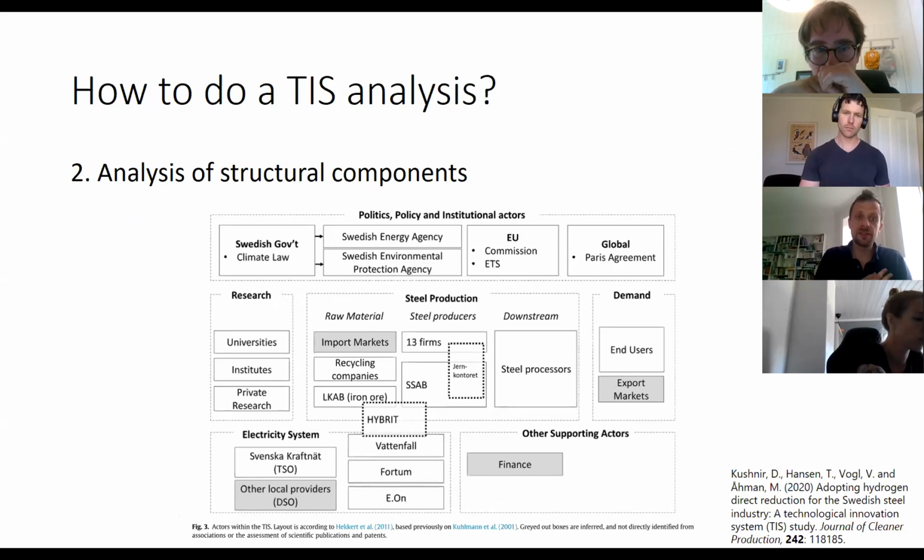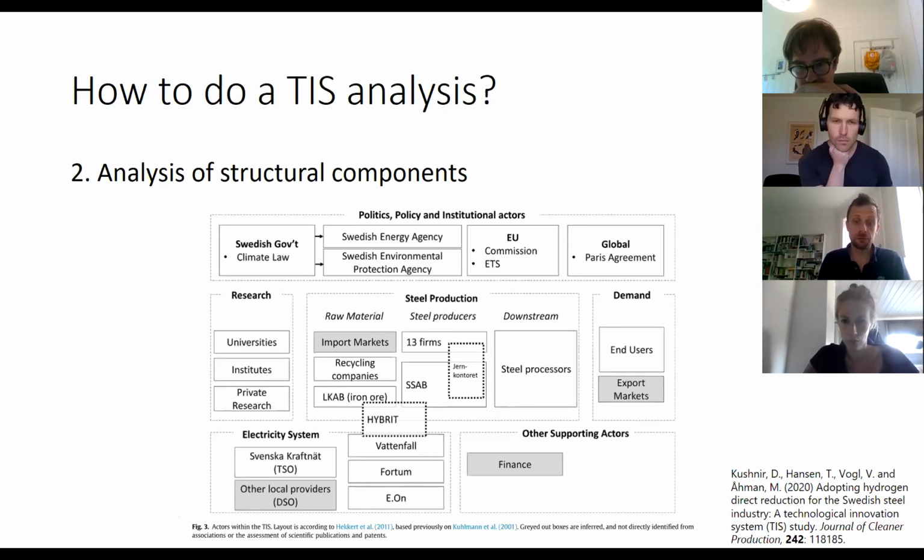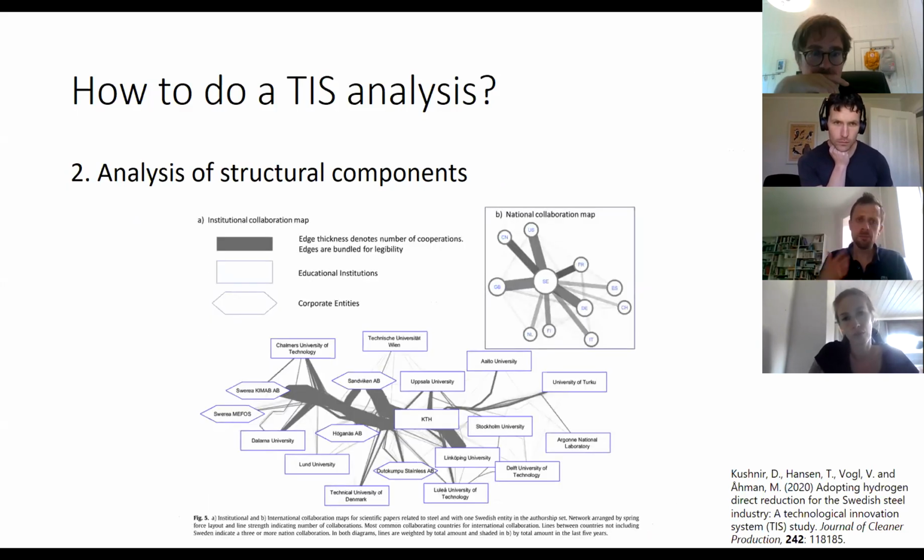Step 2 is then an analysis of structural components. So you remember the figure from this Kuhlmann et al. paper that was one of the previous slides. So this is then the background for this mapping of actors that matters for the development of the technological innovation systems in relation to hydrogen steel. So this is simply a mapping exercise of the different actors, and of course also of the networks between them. And here there can be many different ways of understanding networks between actors. This is one example where we use patent data to visualize the different networks.